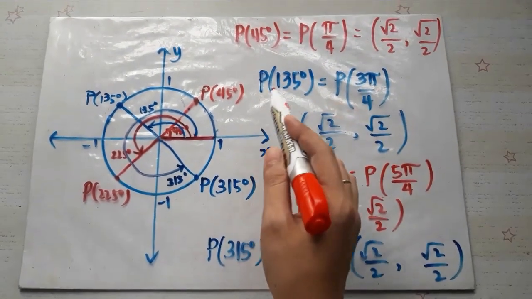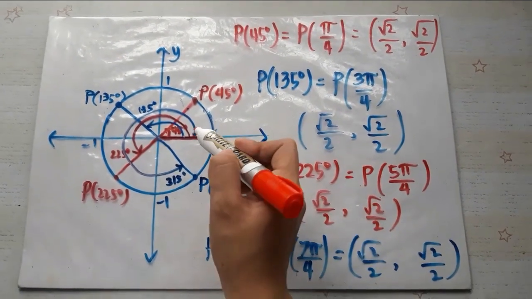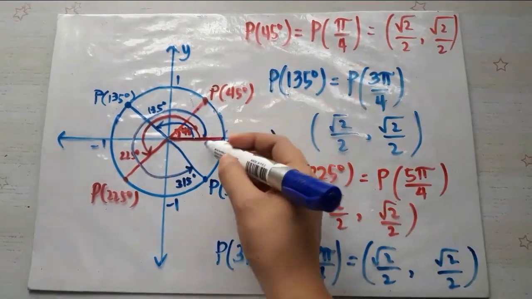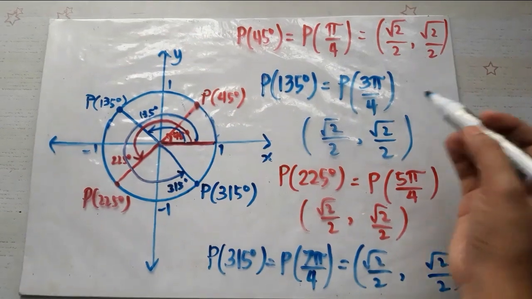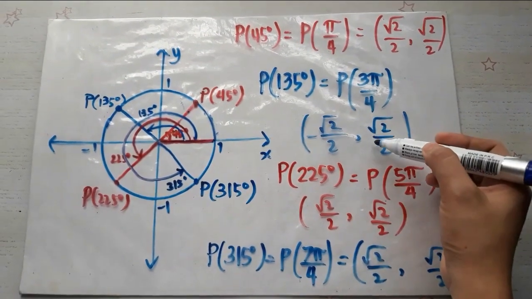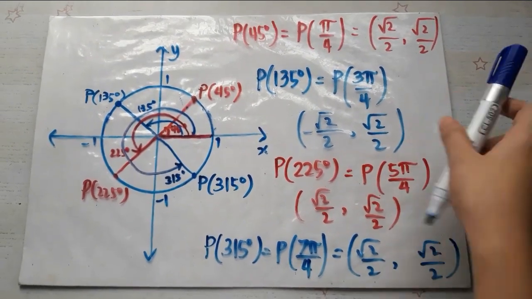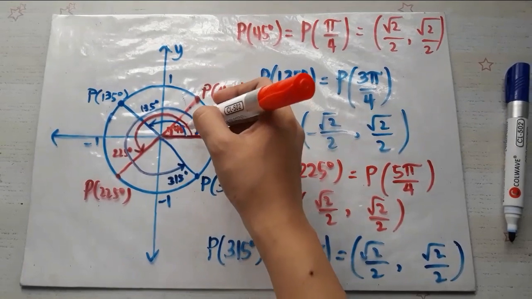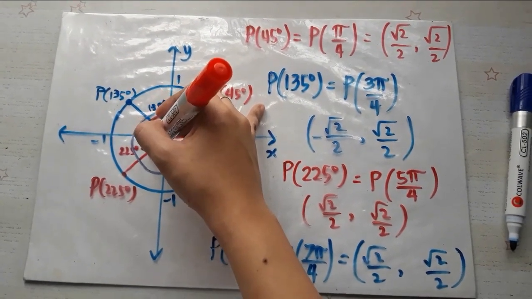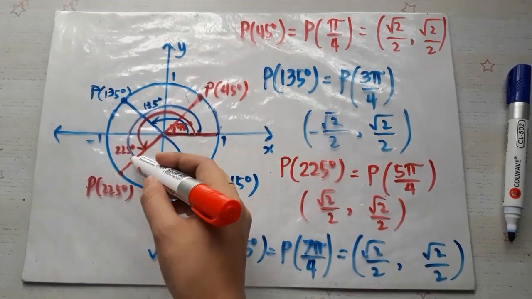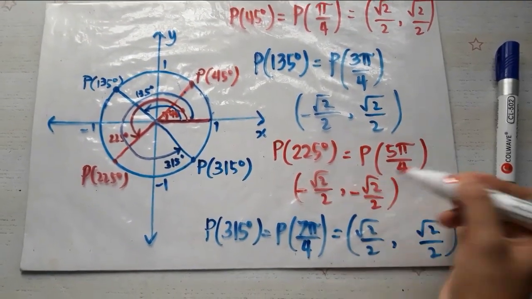Next, we have P of 135 degrees or P of 3 pi over 4. So that is from here going to the second quadrant, this one, right? So second quadrant, therefore the signs would be negative and positive. Negative square root of 2 over 2 and positive square root of 2 over 2. Then we have 225 degrees. So from the initial side, the positive x-axis, going to the third quadrant. Alright, so that's 225 degrees. The signs would be negative and negative.